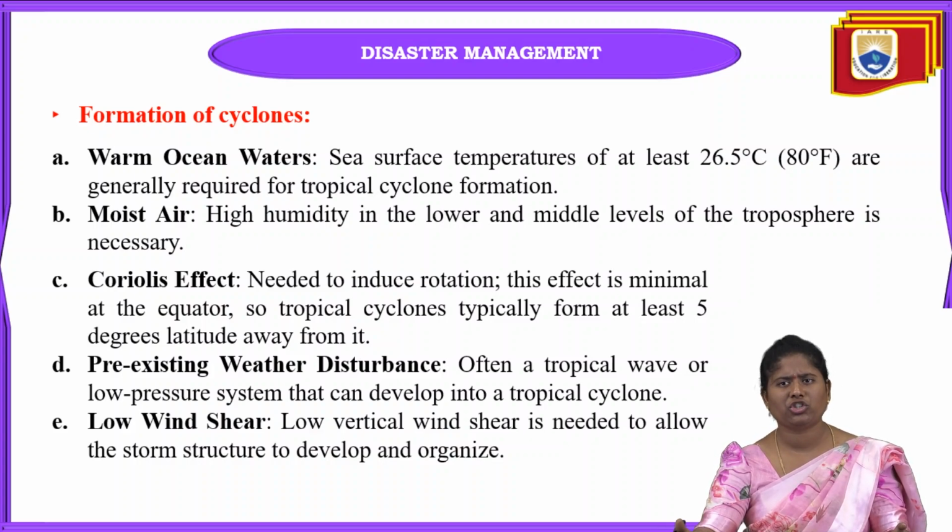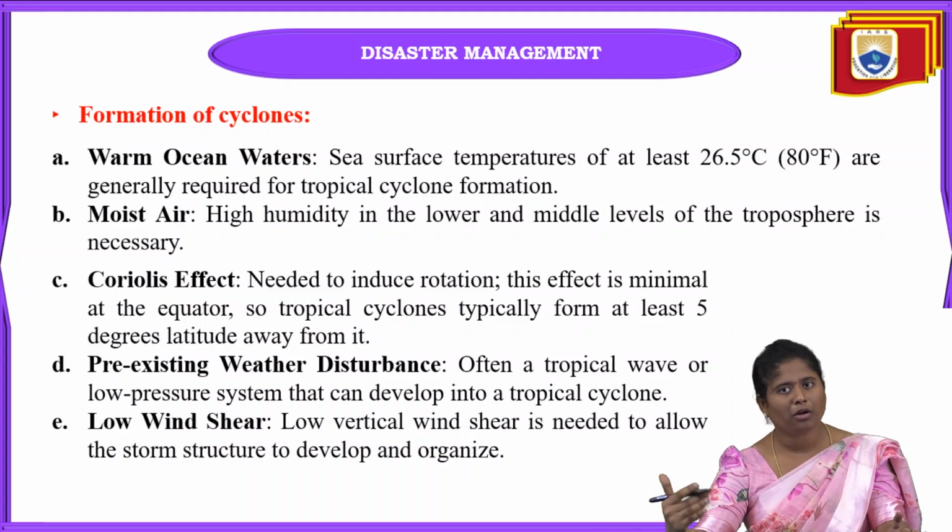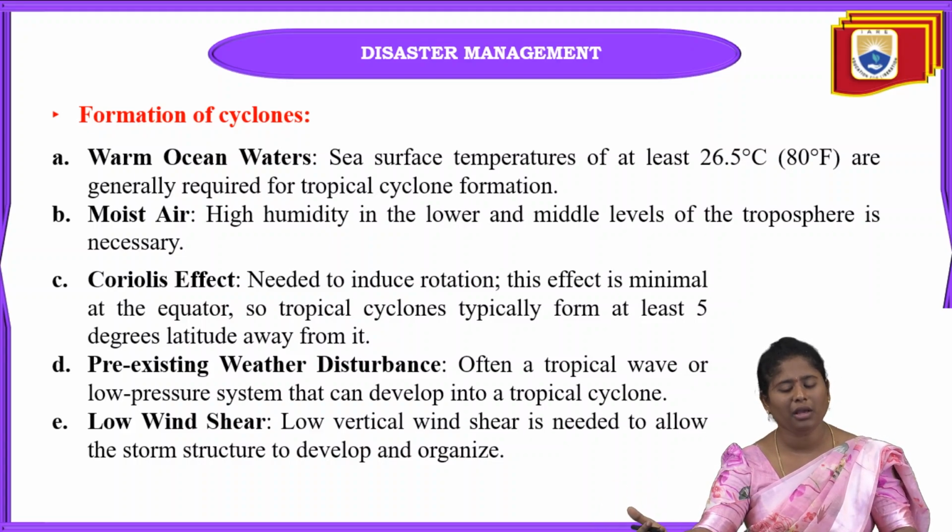If there is low vertical wind shear, it allows the storm structure to develop and also to organize. From that, the formation of a cyclone can also occur.